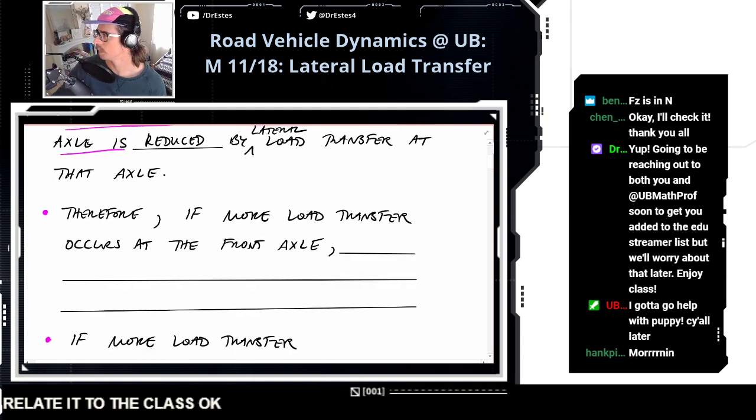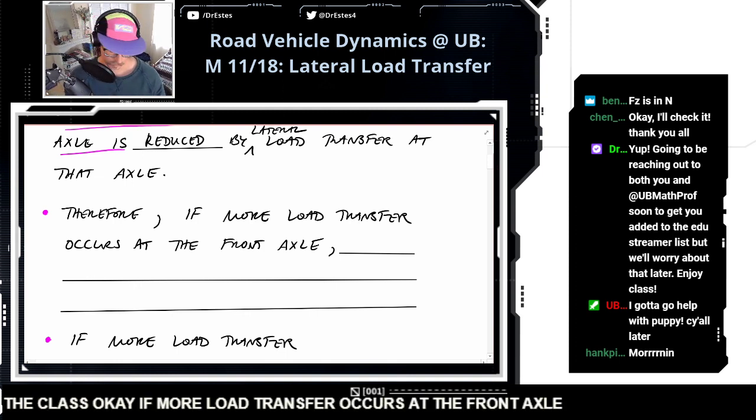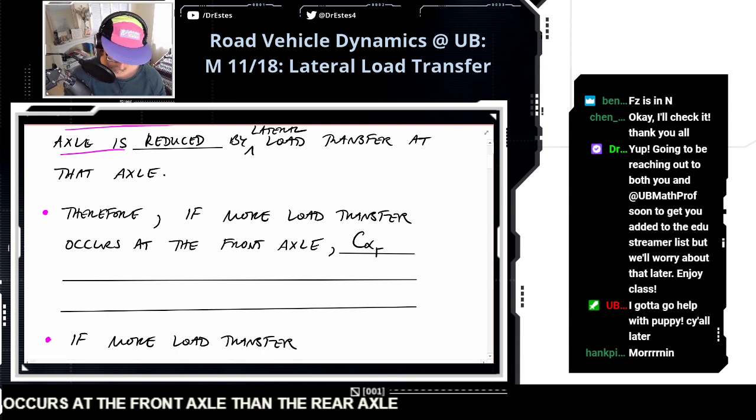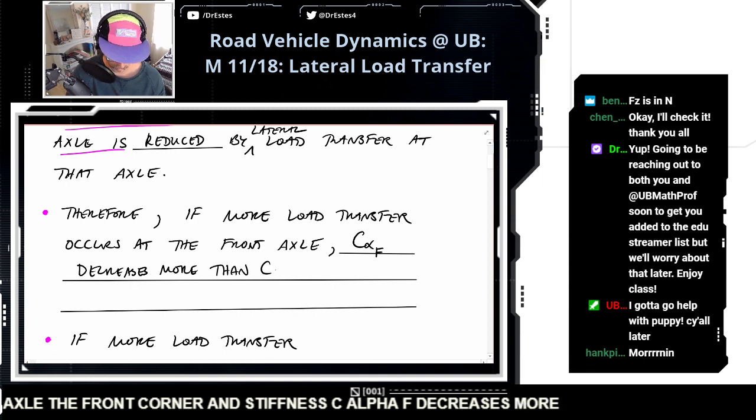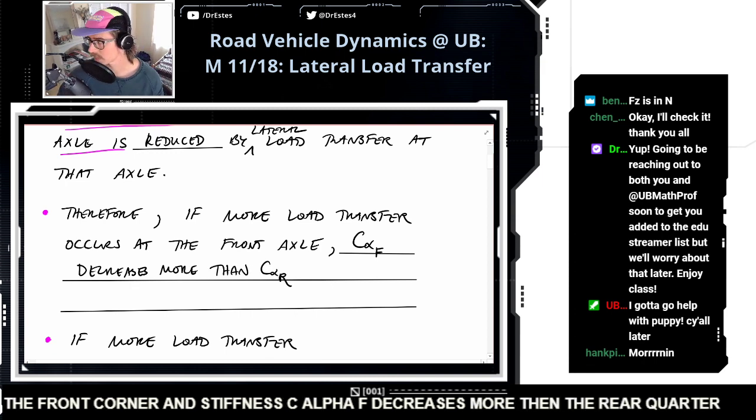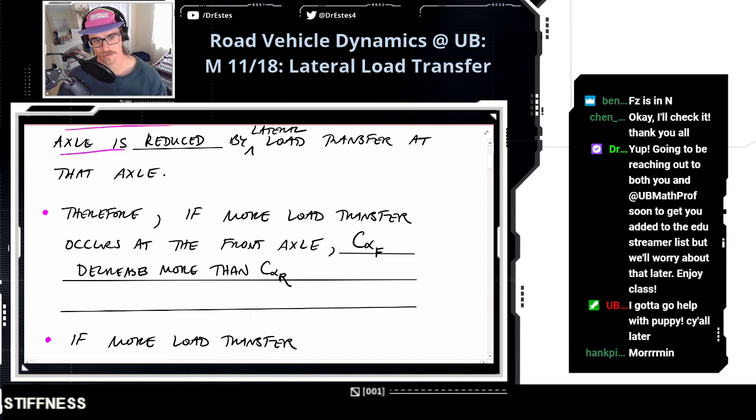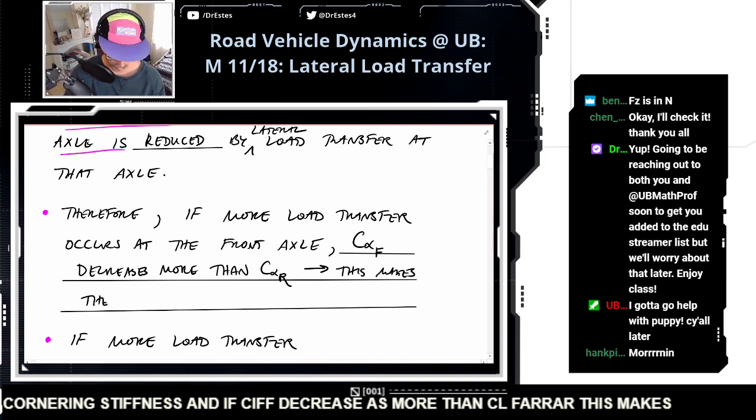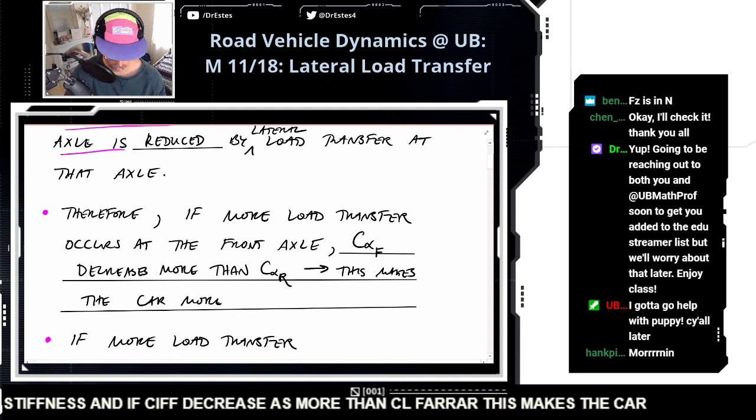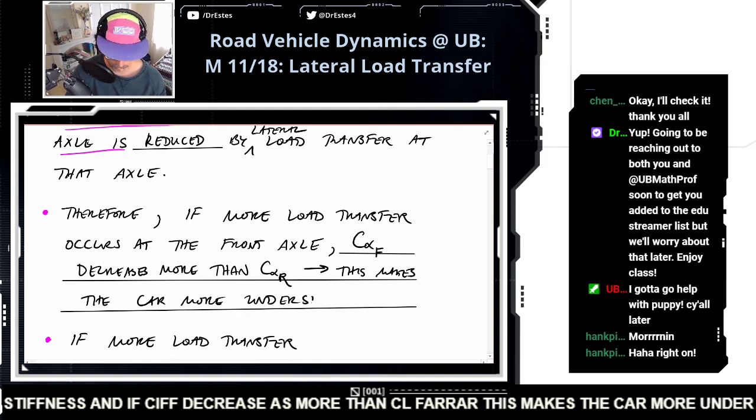Okay. If more load transfer occurs at the front axle than the rear axle, the front cornering stiffness, C alpha F, decreases more than the rear cornering stiffness. And if C alpha F decreases more than C alpha R, this makes the car more understeer.